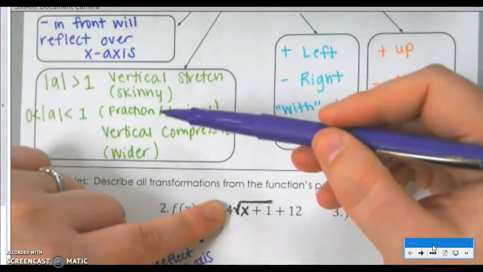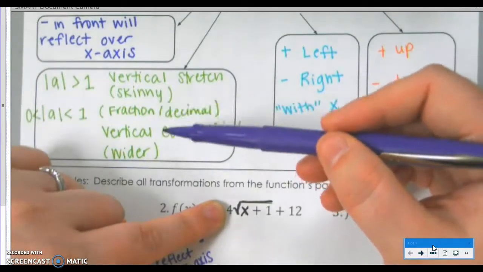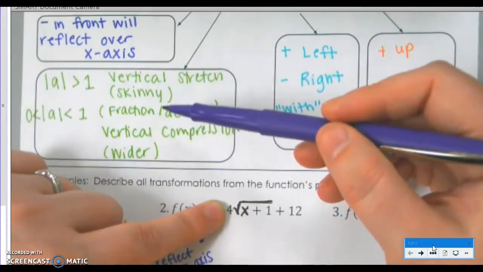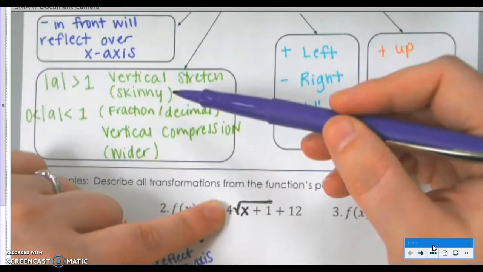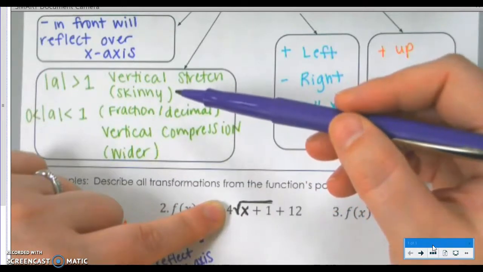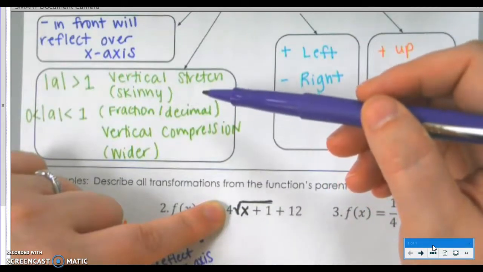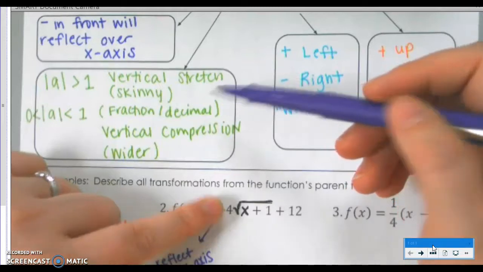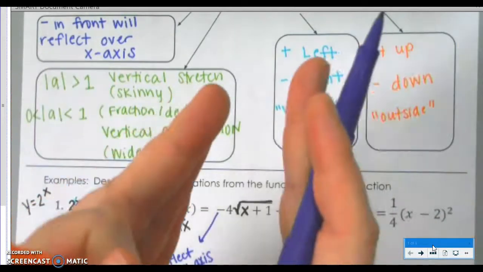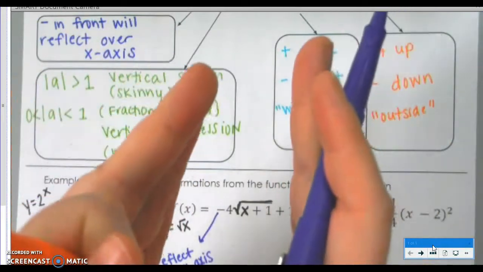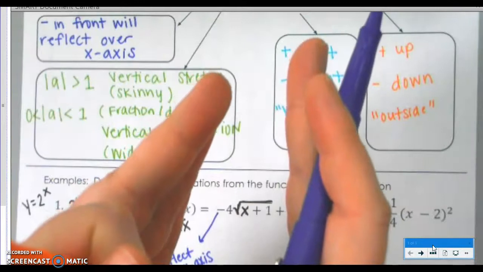You could also use horizontal. I usually just stick with vertical for consistency, but vertically stretching is the same as horizontally compressing. When you vertically stretch something, you're pulling it up. If you were to horizontally compress it, you would be coming in from the sides and pushing it in. So horizontal compress would make the graph skinny as well.